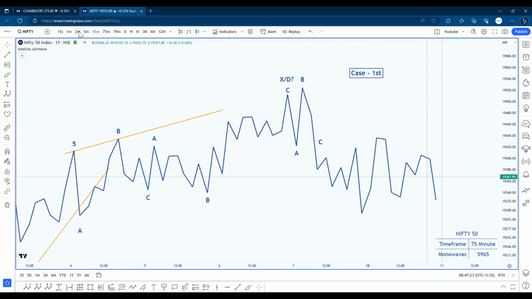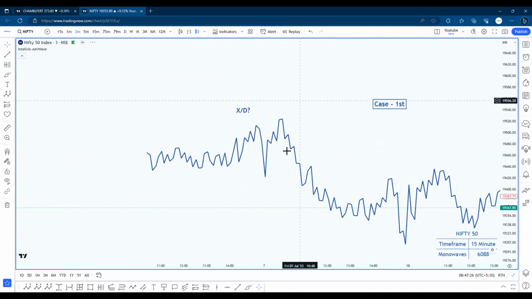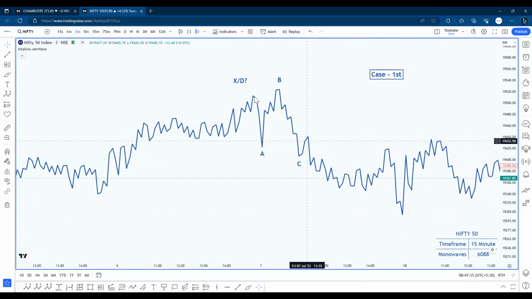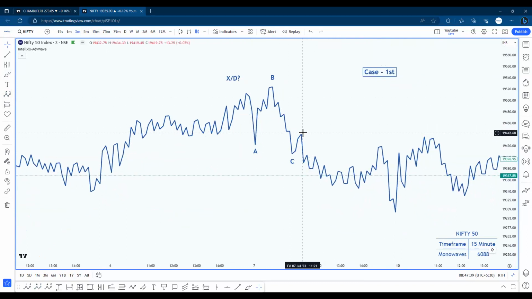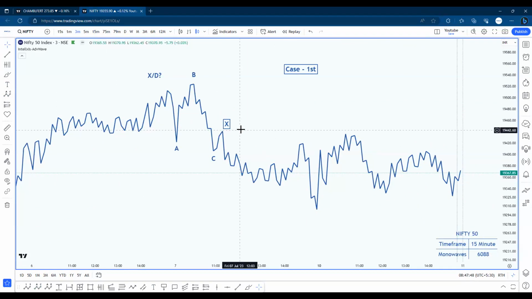So I'm going to switch to the 3-minute chart. This was my A, B, and this C. Here you might be confused: when I compare this and this, the wave X is not comparable, but I'm considering this as X right now because I want to consider both cases. So I'm considering this as an X right now, and now a new pattern has started.